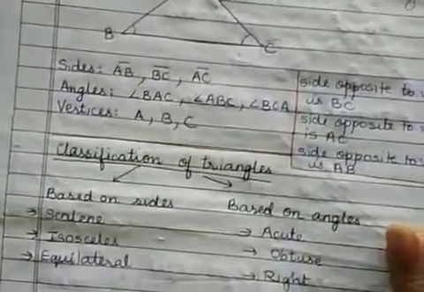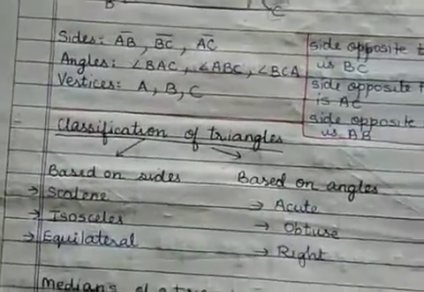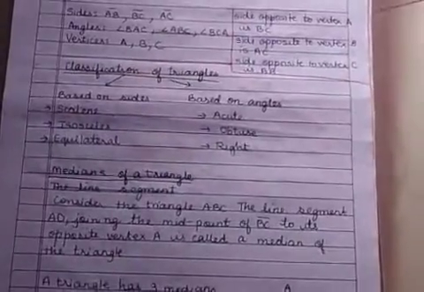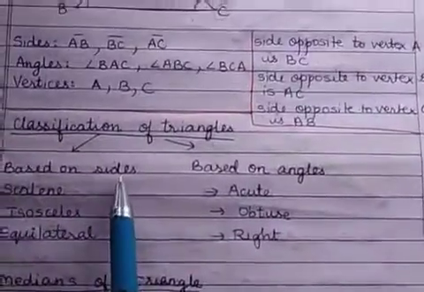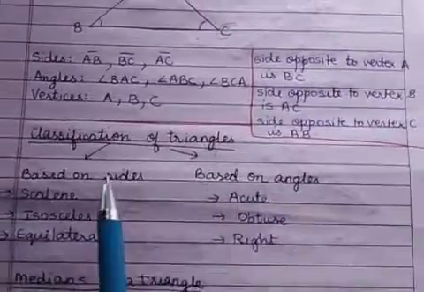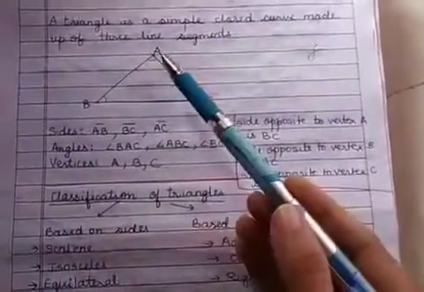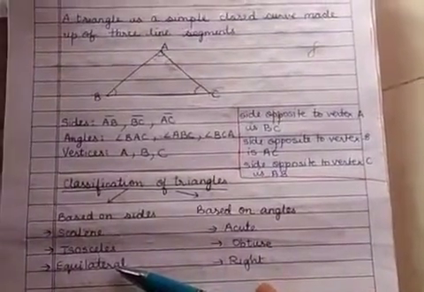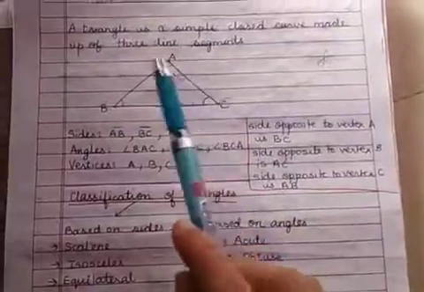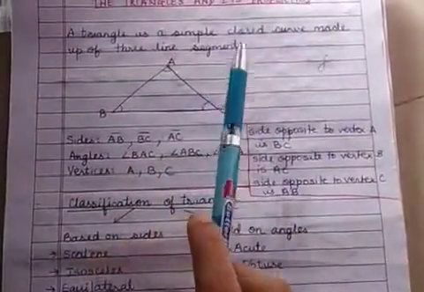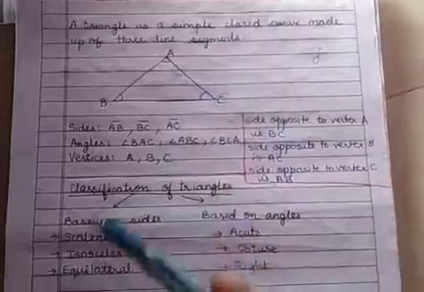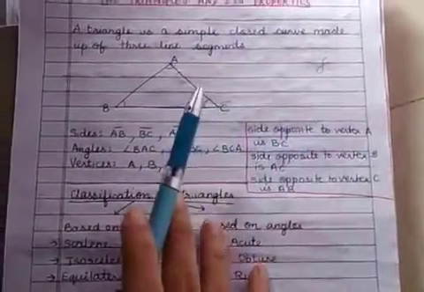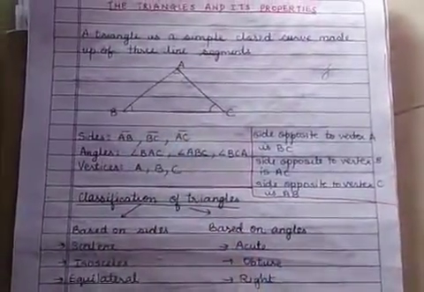Now you also know that a triangle is classified based on two things. One, based on sides and the other based on angles. Based on sides, the triangles are classified as scalene triangles, isosceles triangles and equilateral triangles. Scalene triangles are triangles which have all three sides of different lengths. In an isosceles triangle, two sides have the same length, and in an equilateral triangle, all three sides have the same length.